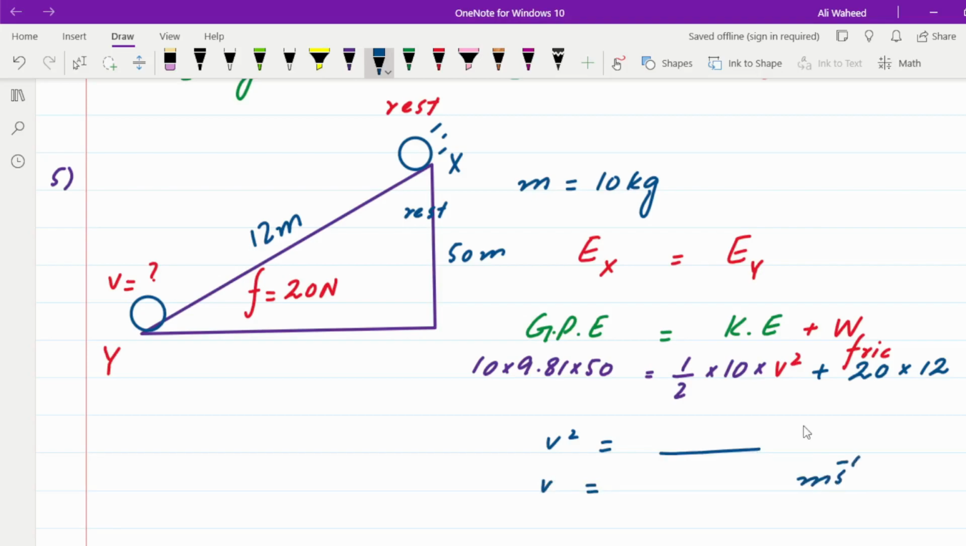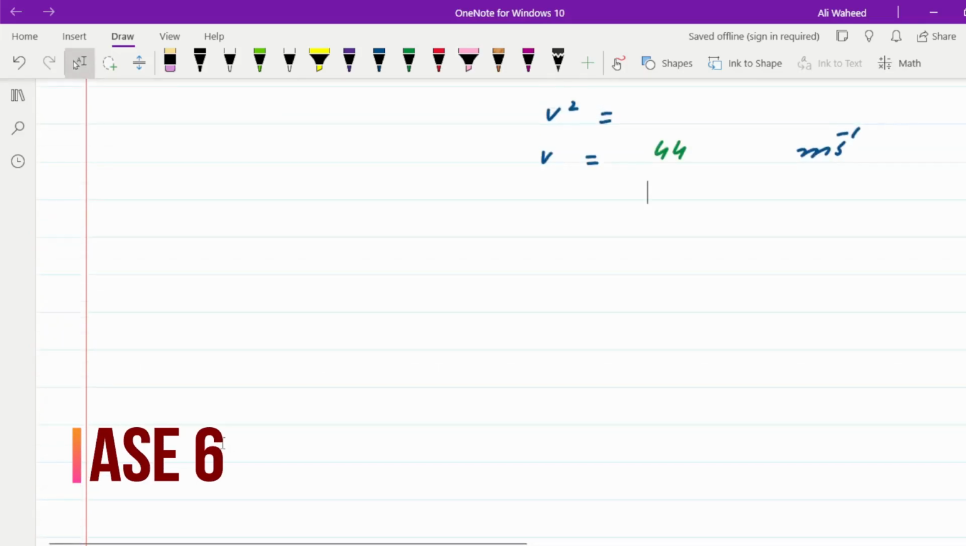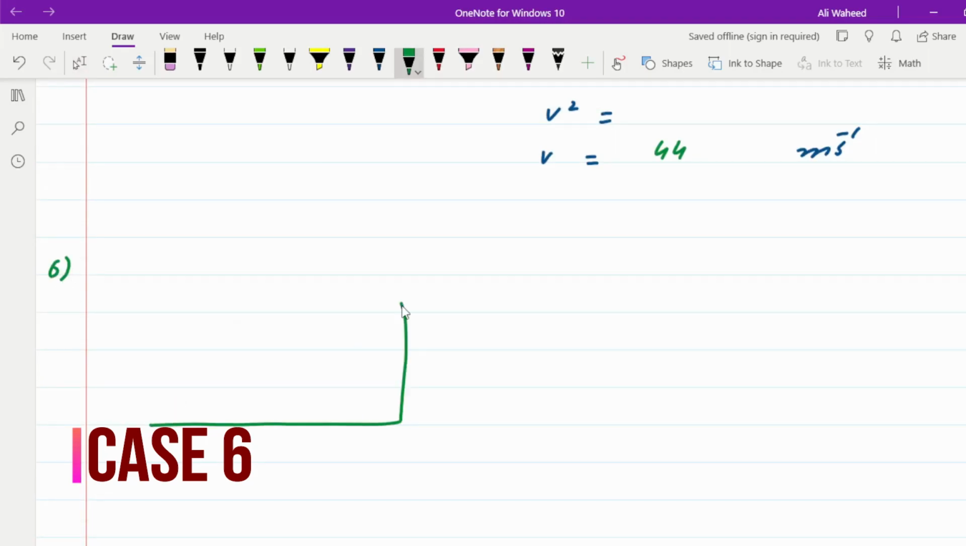Hit it on the calculator. So first you sort out this thing, then you subtract this thing on the other side, then we get 5 here. This 5 would be divided on the left side. Alright, so this would be the final speed as a ball rolls down the slope. Let's discuss the last case, which is case 6. So we do have the same thing.